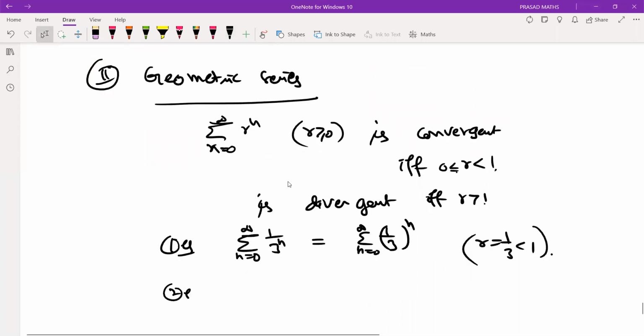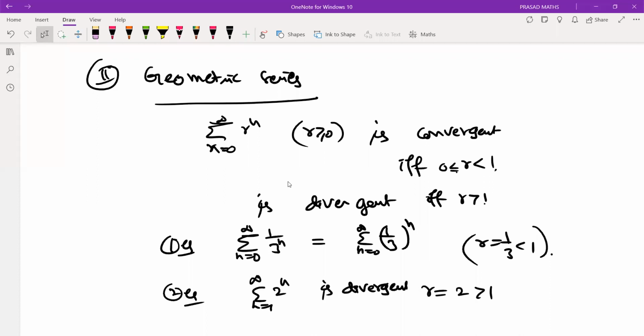Suppose you are given a question, summation n equals 1 to infinity, say 2 power n. Is it convergent or divergent? Automatically divergent. Why? Because what is r actually? r is equal to 2, which is bigger than 1. Therefore this is divergent. So this is the geometric series, the second argument.